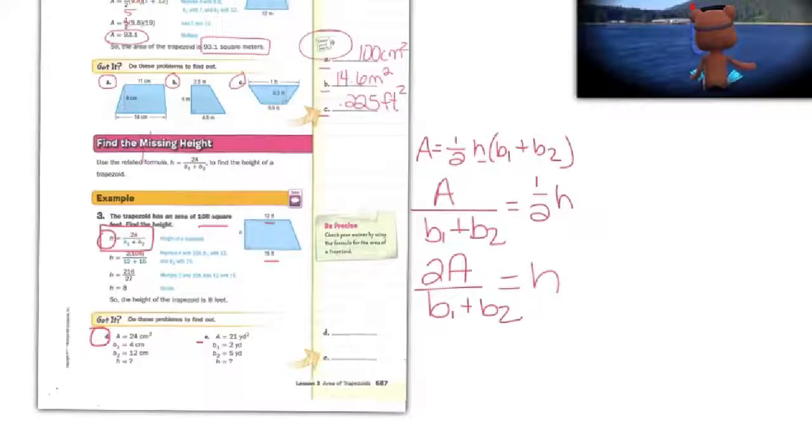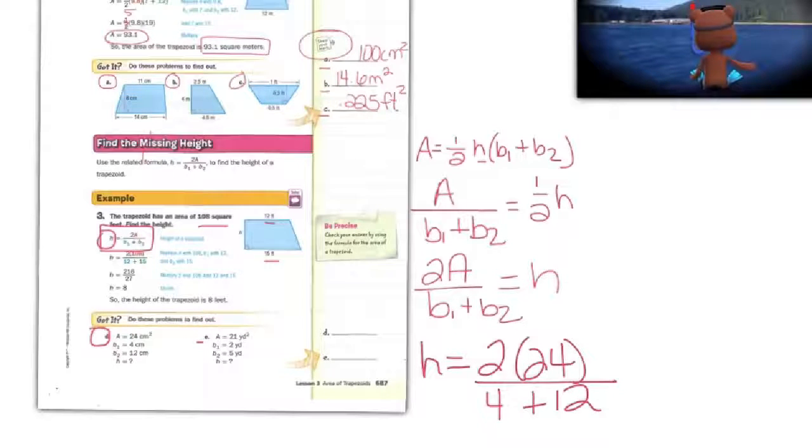So in this case, we are told the area equals 24 centimeters squared. Base 1 is 4, base 2 is 12. What is the height? Let's use the formula that we have been given and figure this out. So height equals 2 times the area, which is 24, divided by base 1 plus base 2. Base 1 is 4, base 2 is 12.